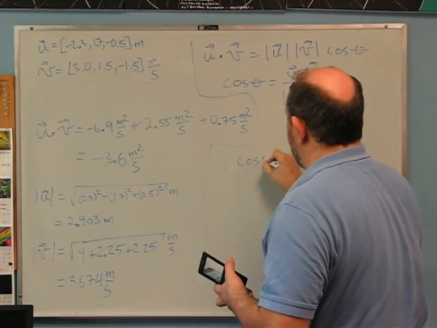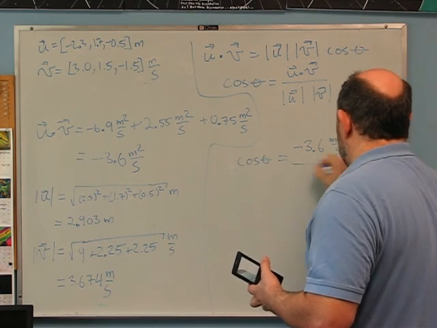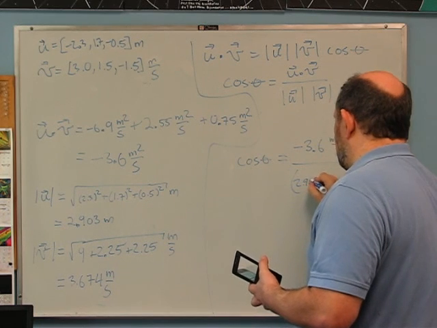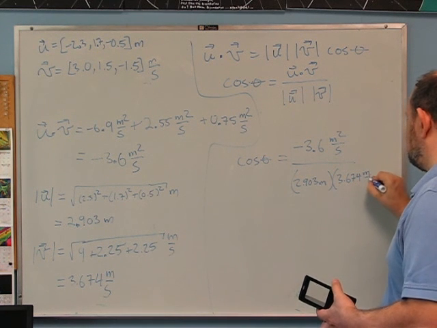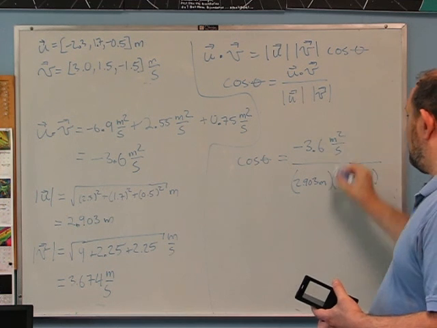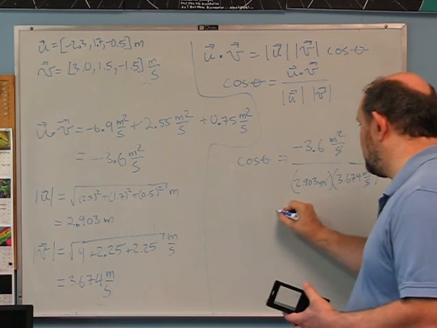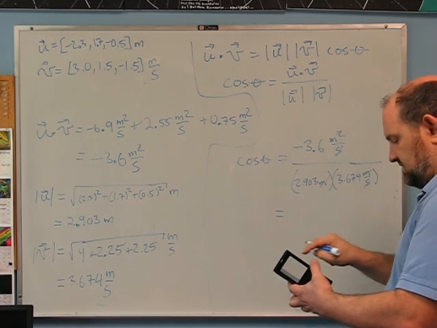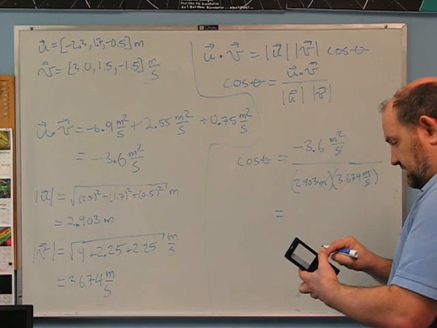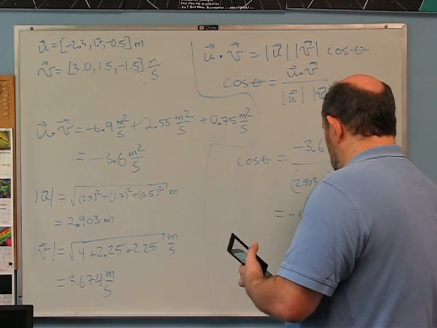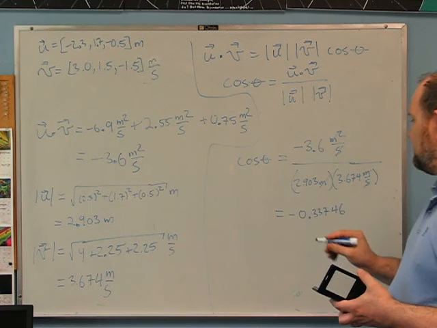So I know that cosine theta is going to equal u dot v, which is minus 3.6 meters squared per second, divided by 2.903 meters times 3.674 meters per second. All right, there they all are. Meters squared, I have meters times meters. Yes, those cancel. I have 1 over seconds on the top. I have 1 over seconds on the bottom. All units go away, as hoped. And now I can do this division. So if I do it, I get cosine theta is minus 0.3374 to an absurd number of digits. It's okay for cosine to be negative.